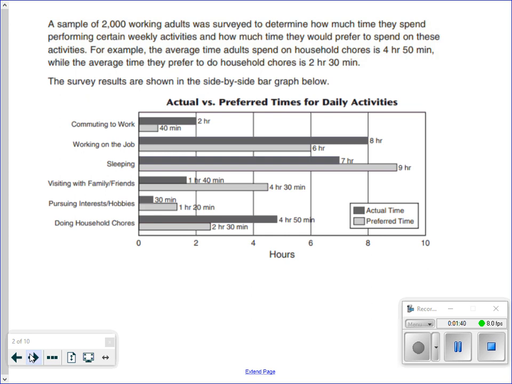Visiting with family and friends. Actual time is less than what they prefer. So you kind of get the idea. Let's answer some questions with this and see. Once you break it down, it's pretty easy. Let's take a look at this next one.